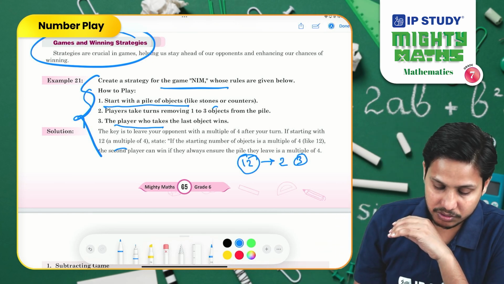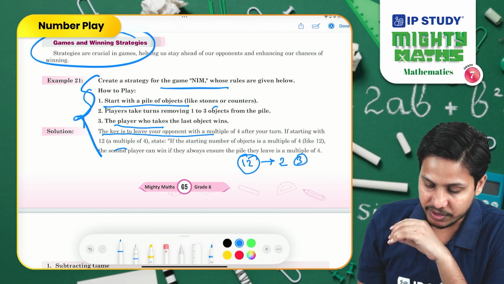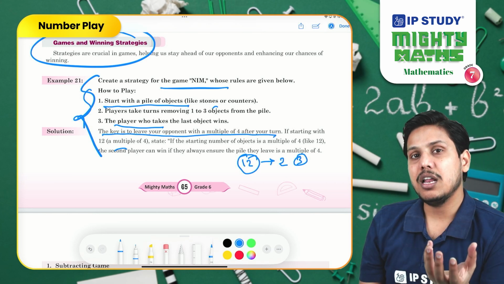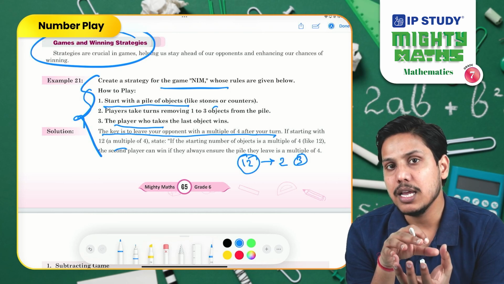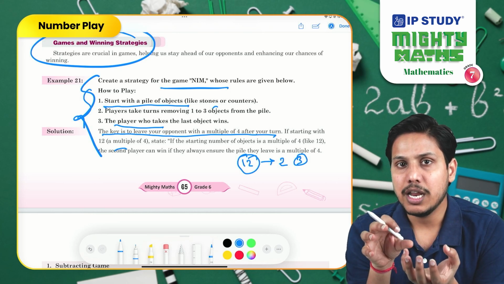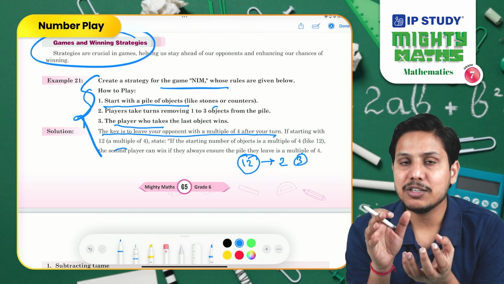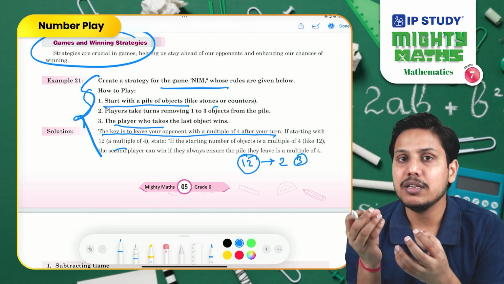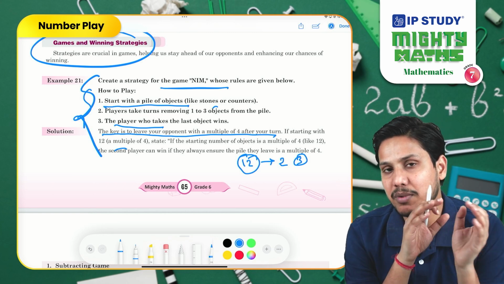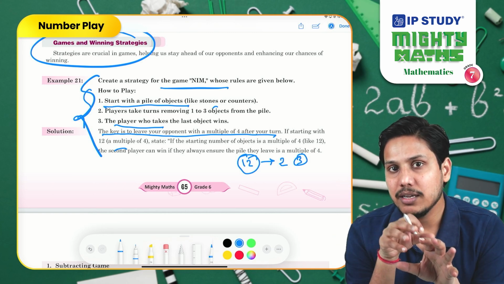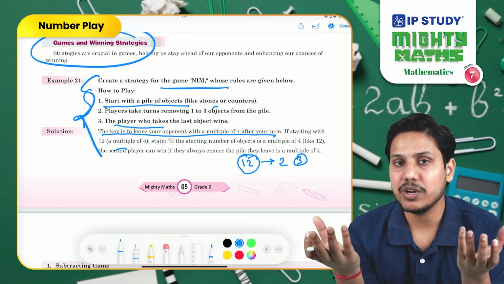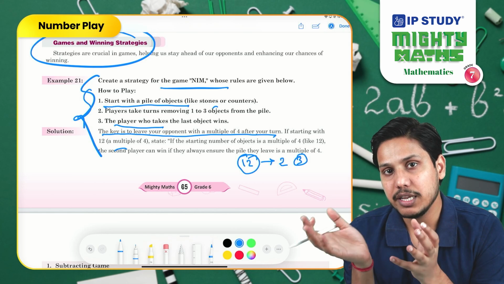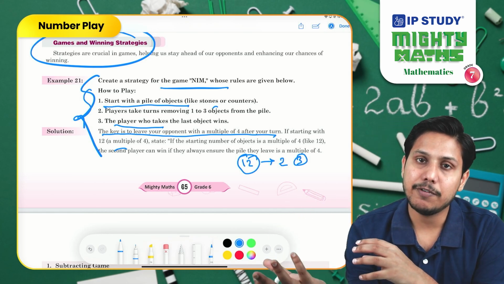Yes, so the solution says the key is to leave your opponent with a multiple of 4. Like at the end, if you leave the opponent with 4 marbles, now the opponent can at most take 3 marbles and at least 1 marble. So if he takes the minimum 1, then you will be left with 3 marbles. You can take all those 3 and you can win the game. If he takes 3 marbles, then you can take the last marble.